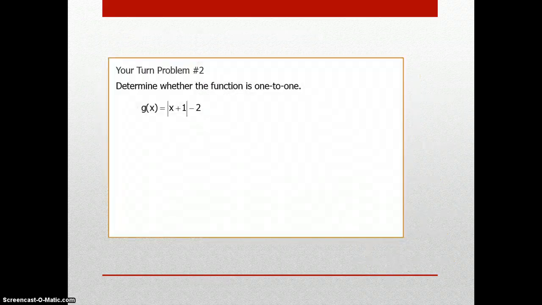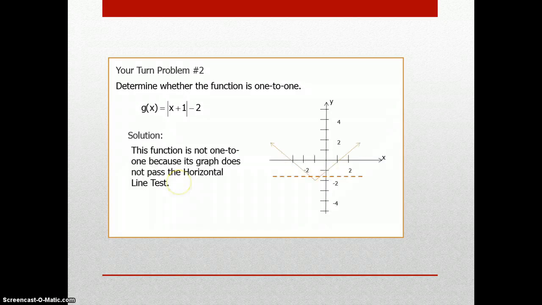Now it's your turn again. Try to do this one on your own. Again, go to y equals to get the absolute value. Remember, the easiest way, just type ABS parentheses x plus 1 close parentheses minus 2 and go to your graph. Tell me what you get. You should get something that looks like this picture right here. If I did the horizontal line test, I see that it touches at 2 points, meaning it fails the test. It's not one-to-one.